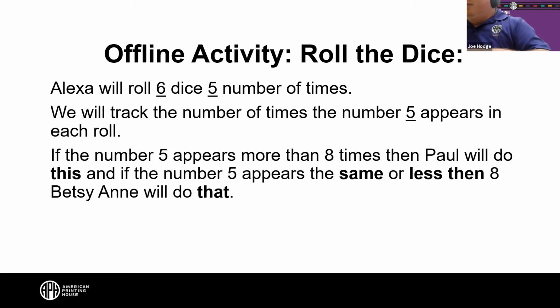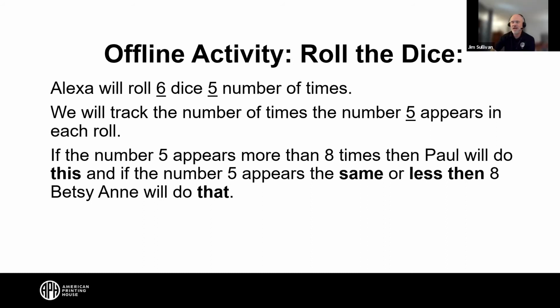Alexa, roll 6 dice. I rolled 6 6-sided dice and got 3, 2, 5, 5, 3, and 6. It's getting close here. I'm gaining on Paul. Paul needs more, right? Oh yeah, I need 4 more. I need a bunch more. I need a bunch of 5s.